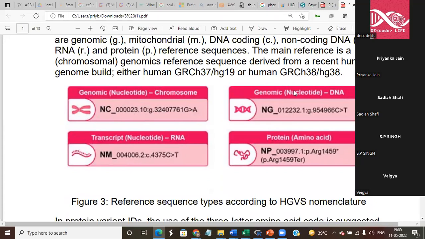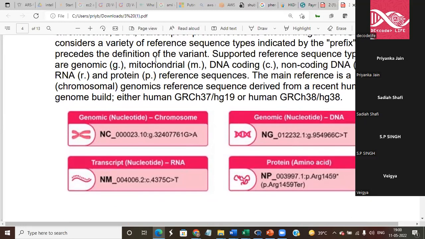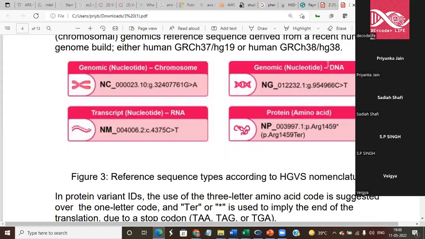This is also the genomic change being shown. And here it says that it is in a transcript which is coding, so it is in the RNA, the nucleotide which is coding, C. Here it shows that this change is identified at protein level, so it is P, and arginine has been changed to another amino acid at this position. So these are the different nomenclatures used for the different variants.